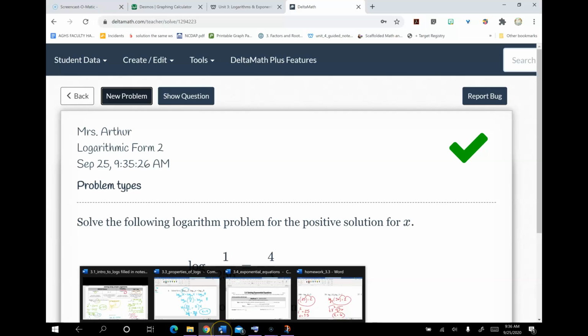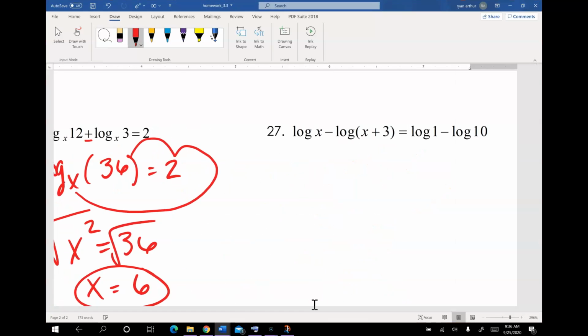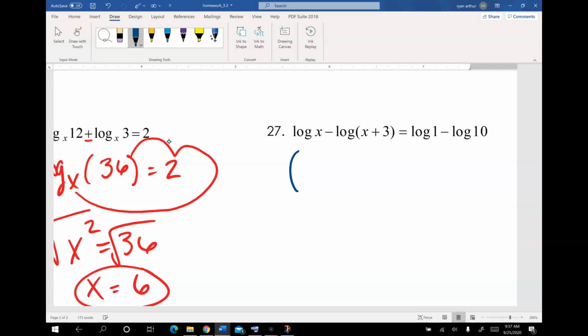All right, so I want to go back to one more I wanted to do. I want to do this guy over here. This guy has a lot of logs going on, like a lot. But don't worry, use your properties. There's nothing in front of the log, so we don't have to make an exponent. The left-hand side is being subtracted, so we are going to divide their insides.